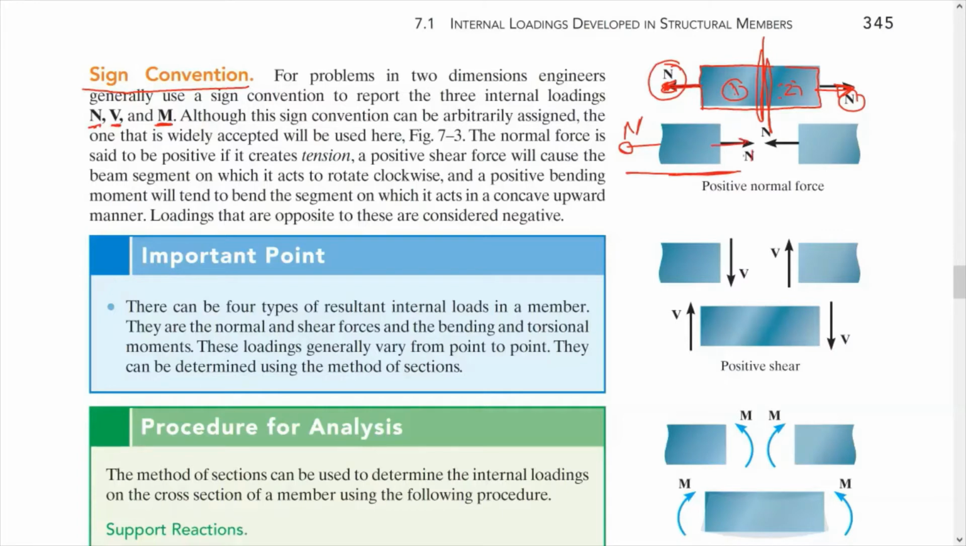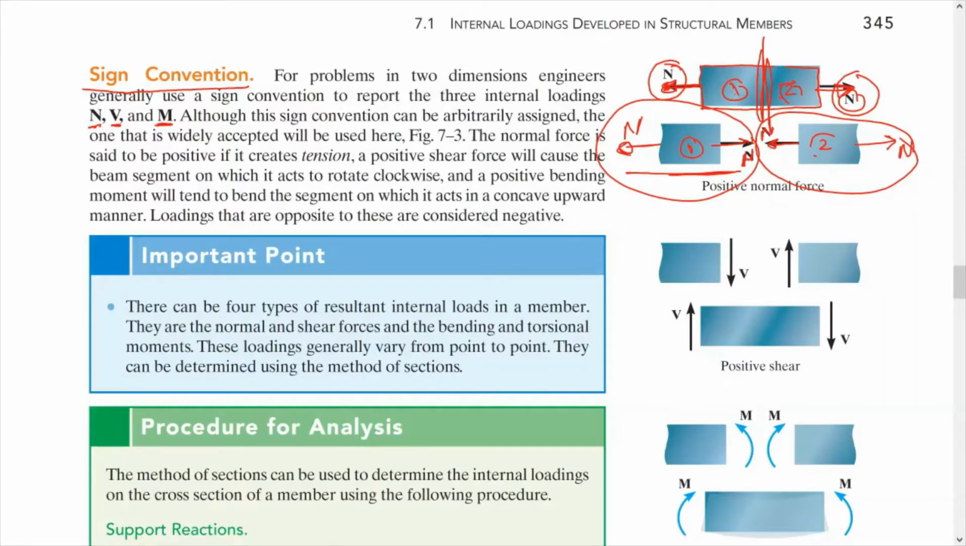This is a normal force at the imaginary section, okay? Same here, if this is 1 and this is 2, which is this one. So we do have a normal force here, which is this one. And to keep it in equilibrium, we need to have another force here. So this is going to be in equilibrium, this is going to be in equilibrium. The normal force is going to be positive if it's a tensile force.